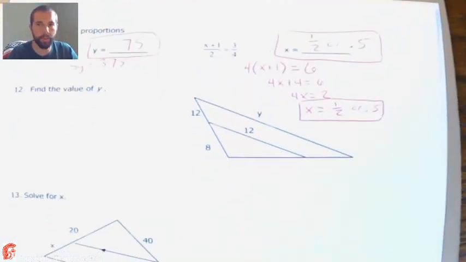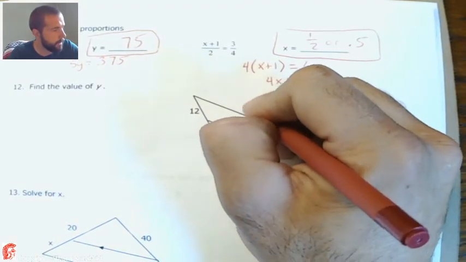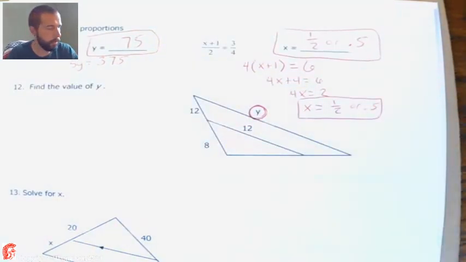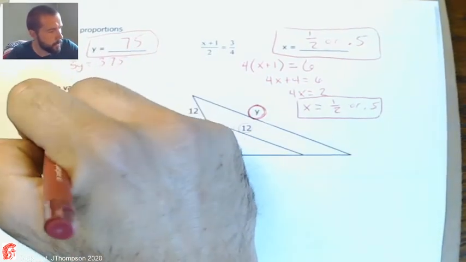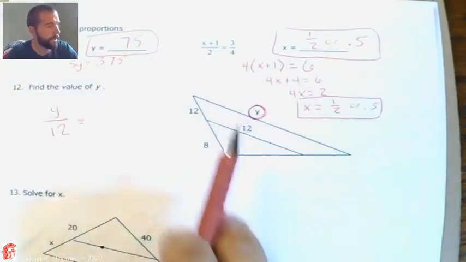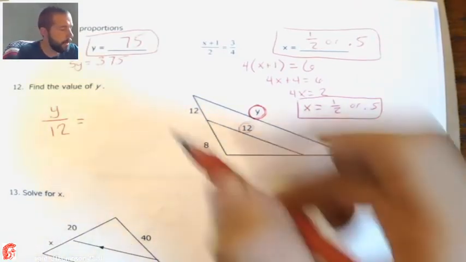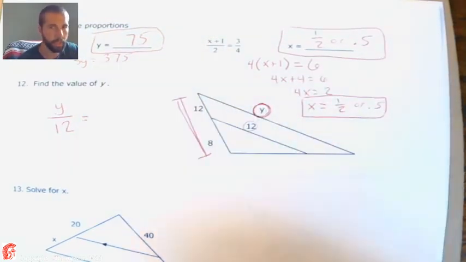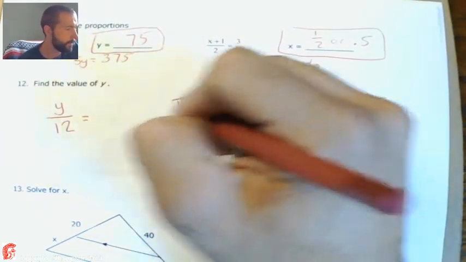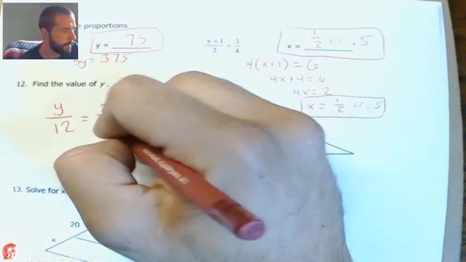Okay, number 12. Trying to solve for y. For this one, y is the top of the big triangle. 12 is the top of the small triangle. So we're going to do y corresponds with 12. And now we need to think. We did the side of the big over the side of the small. So the other big side would be this whole side, which is 8 plus 12, which is 20. So it'll be 20 over the left side of the small, which is 8.